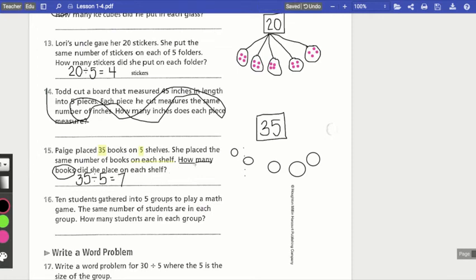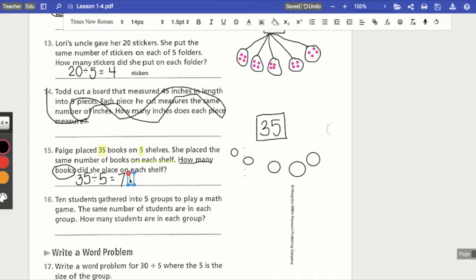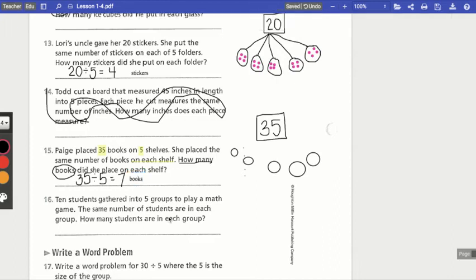And my label was how many books? So my label this time is going to be books. Nice work, friends.